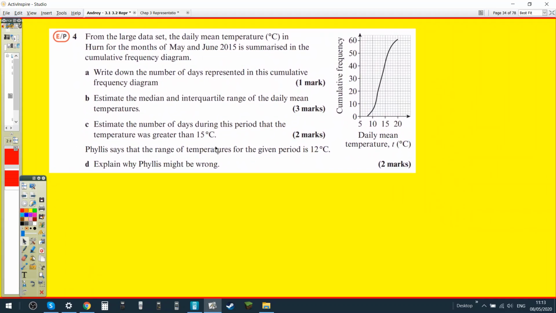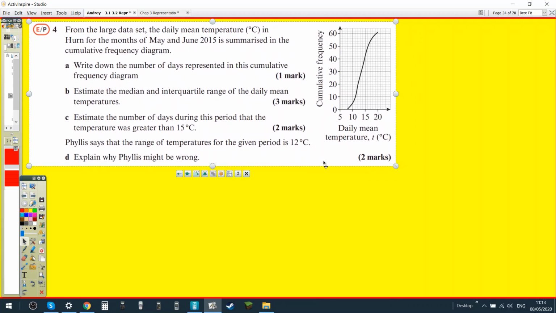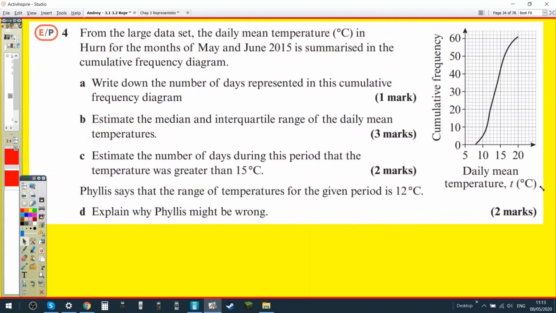Estimate the median. How would you get the interquartile range? Get the upper quartile and the lower quartile, and take them away from each other. Yeah. Let's try question C.